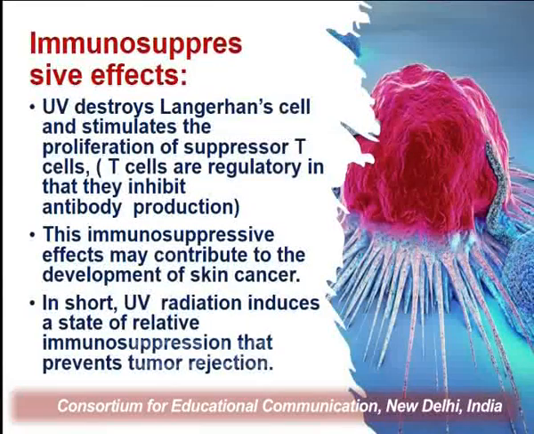Then immunosuppressive effects. UV destroys Langerhans cells and stimulates the proliferation of suppressor T cells, and T cells are regulatory in that they inhibit antibody production. So this immunosuppressive effect may contribute to the development of skin cancer. In short, UV radiation induces a state of relative immunosuppression that prevents tumor rejection.